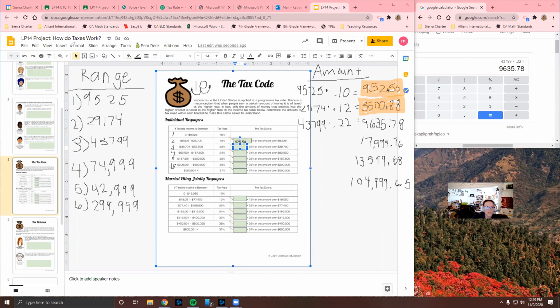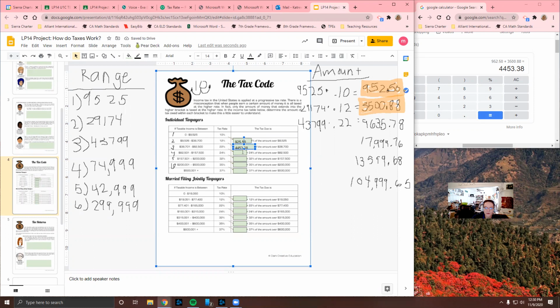So to figure out what goes in your next box, you take the two amounts you got. So I got 952.50 plus my 3,500.88. And that tells me in this bracket, we would pay $4,453.38. Again, if you need to resize your box, do so.